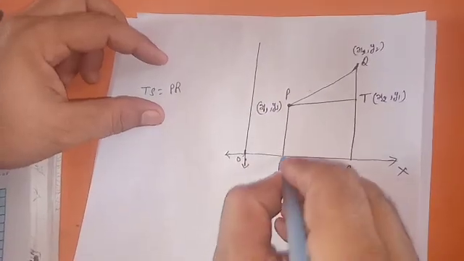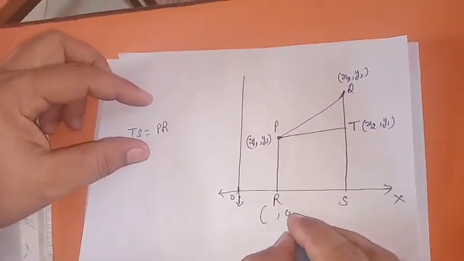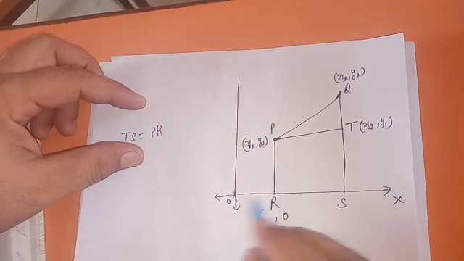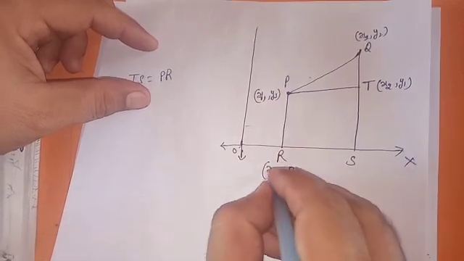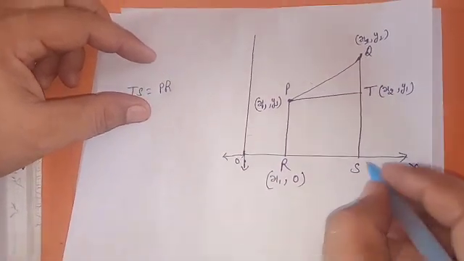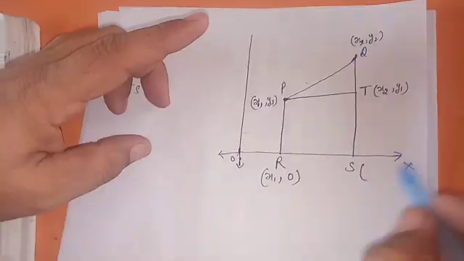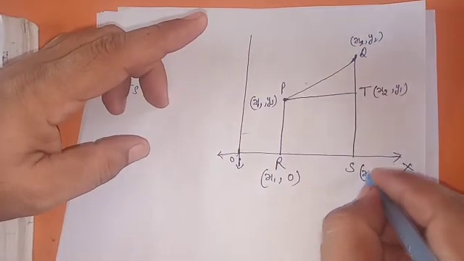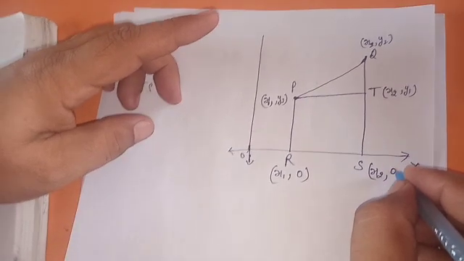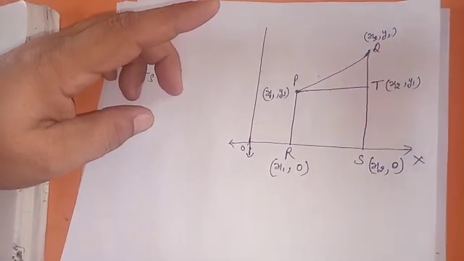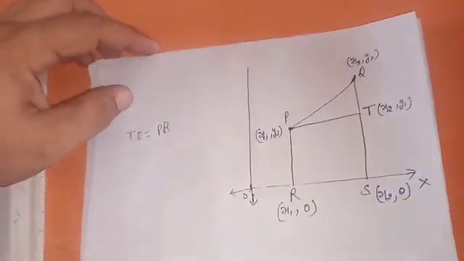What are the coordinates of this point? As you know, the point is lying on the x-axis, so y is definitely 0. And what is this x coordinate? This distance remains the same, so this is x1. What are the coordinates of this point? This is the distance from the y-axis, that is x2 units, and the point is lying on the x-axis, so y is 0 here.